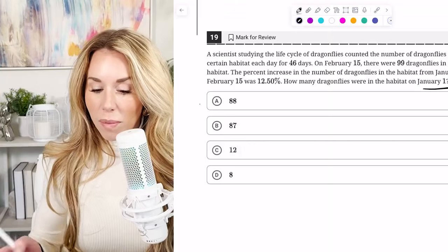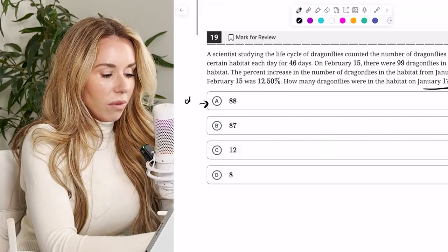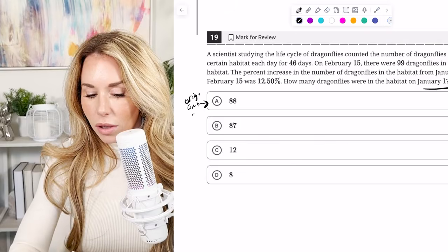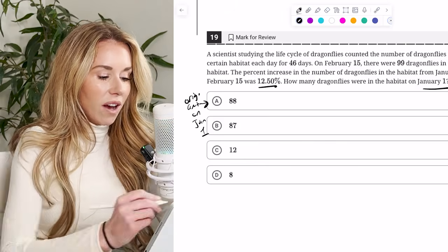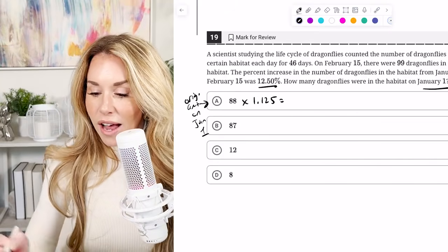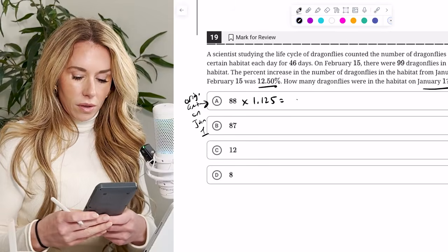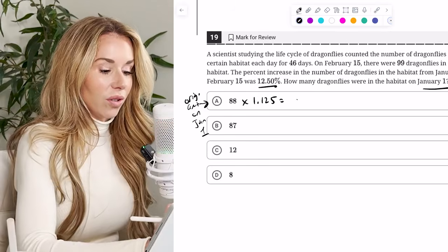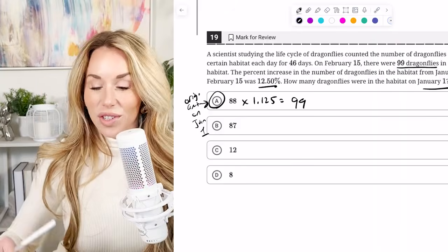Well, I'm just going to work backwards. These are all the original amounts. So if this was the original amount on Jan 1, to basically increase it 12.5%, I'm going to multiply by 1.125, and I want to see if I get 99. And I do. And that's how many there were on February 15th, so I know that the answer is A.